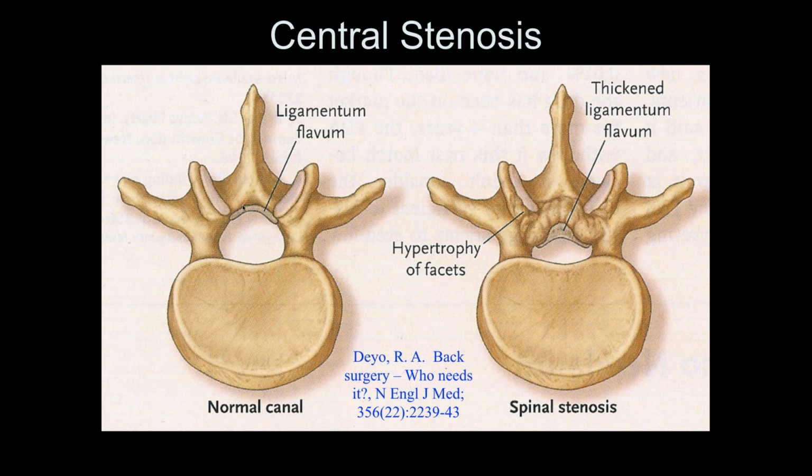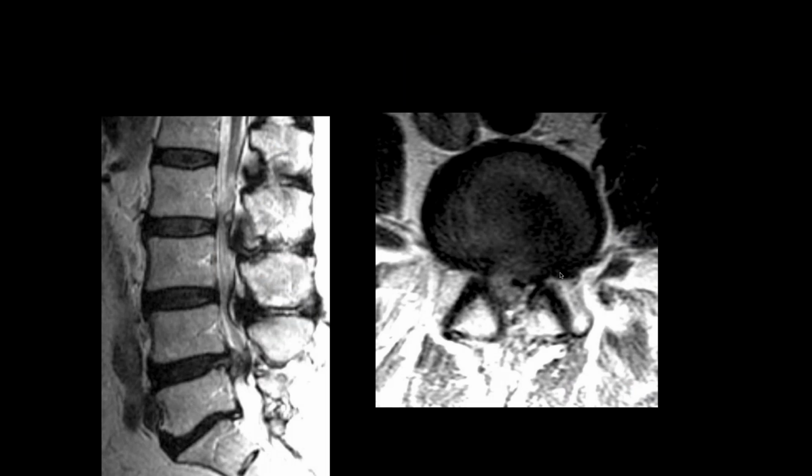And then people have varying sizes of the canal to start with, so you can actually have a congenital spinal stenosis where the canal is just built too small. And then obviously the smaller the canal, the more of these degenerative changes can encroach upon the nerve roots. Okay, so what do you think?